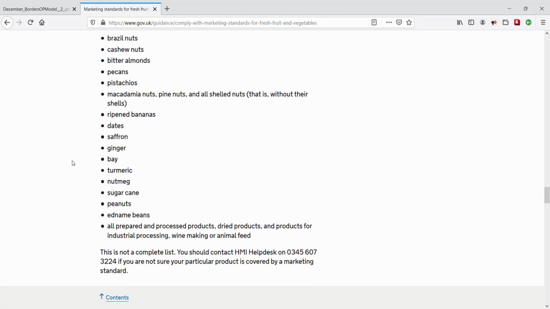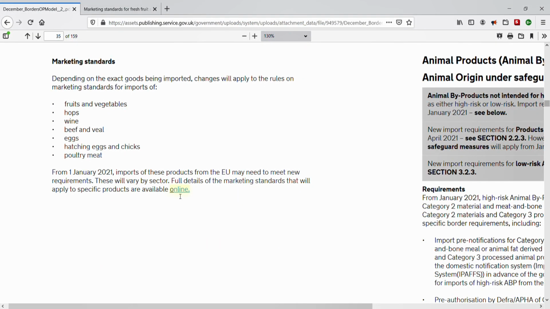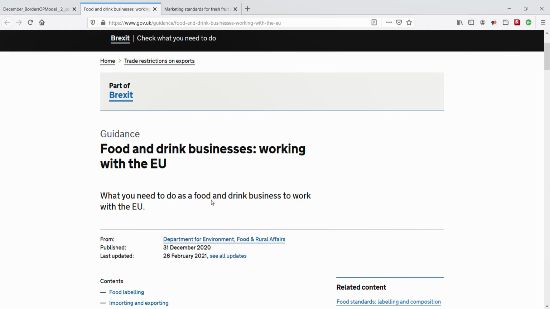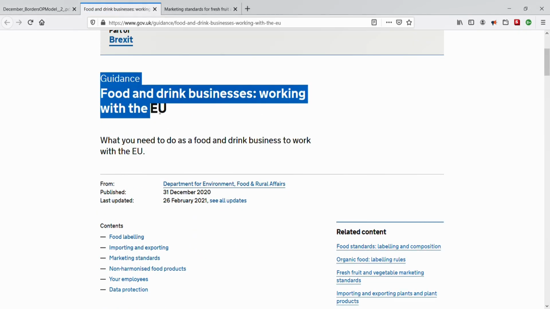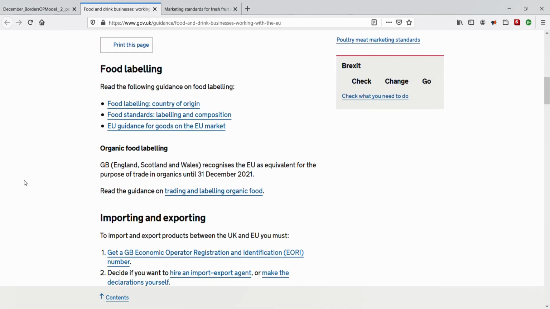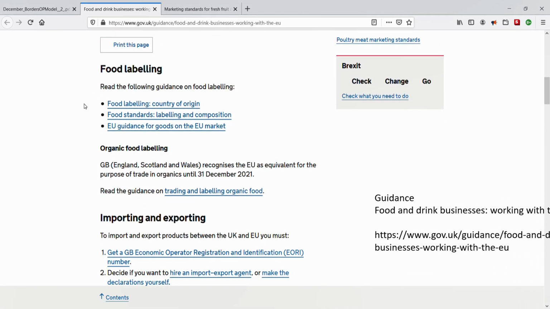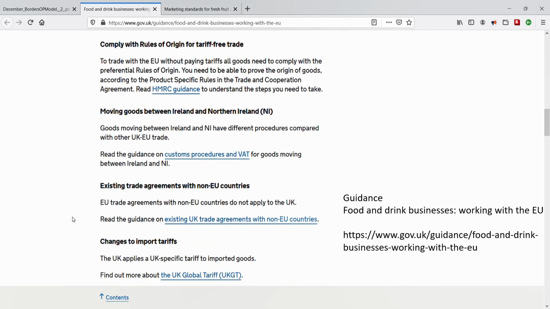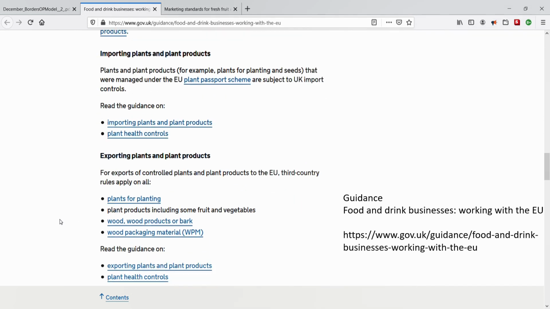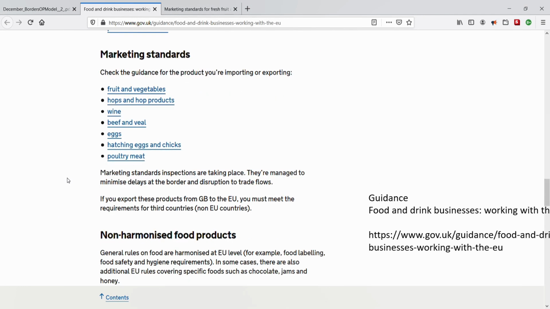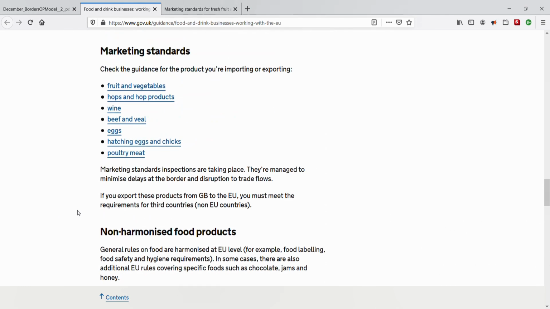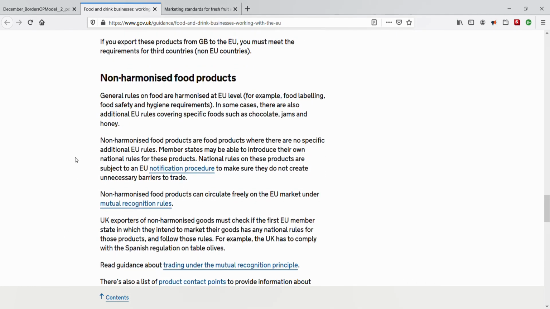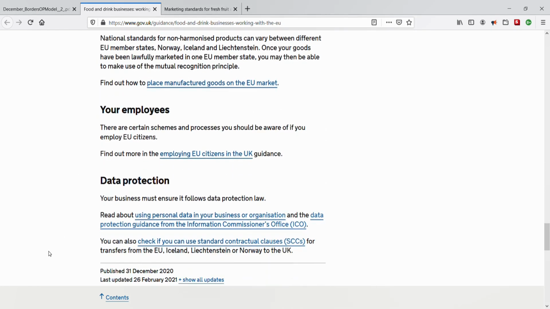And for more help working with EU marketing standards, access full details, by sector, from here. Guidance. Food and drink businesses, working with the EU. Scroll down a bit. What you need to do, as a food and drink business, to work with the EU. Labeling. Importing and exporting. And more. Marketing standards. For each of these products. Help with non-harmonized food products. Staff and more. Fab. Closing tabs.